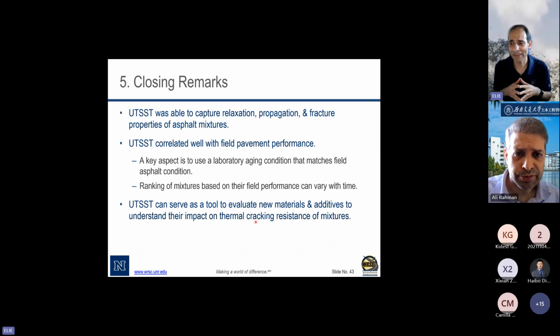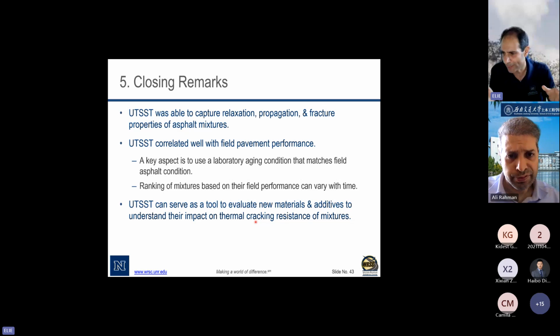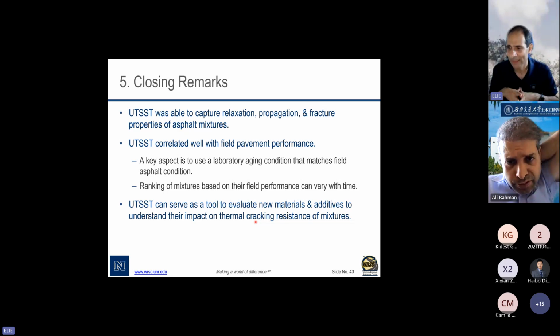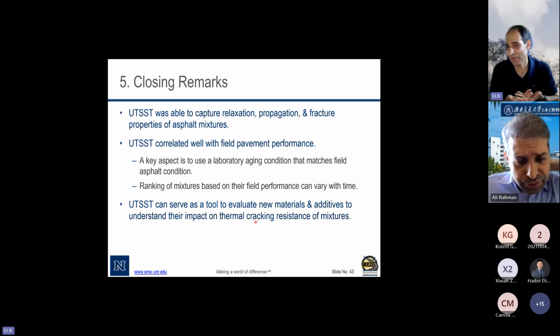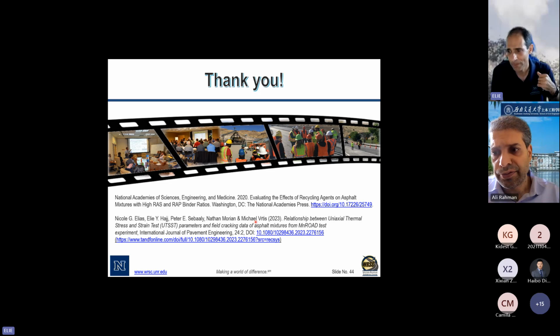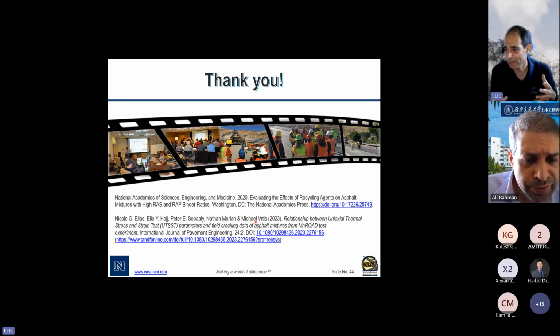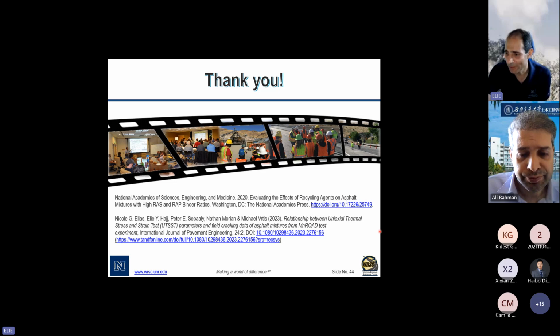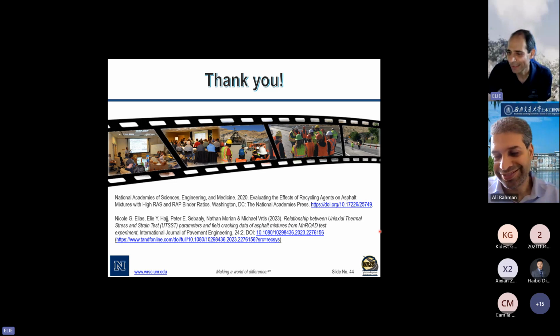And also keep in mind that the ranking of your mixtures in the field can flip depending on what time you're looking at the field pavement performance. Now, UTSST is not a test that you can use on a daily basis, and we acknowledge that. It's more involved, but we believe it's a very good test to evaluate new materials, additives, and allows you to study the impact on the thermal cracking resistance of asphalt mixtures. Some references for you, and I really appreciate you sticking around and listening to me for 40 minutes or so, and I'll turn it back to Elie for any questions.